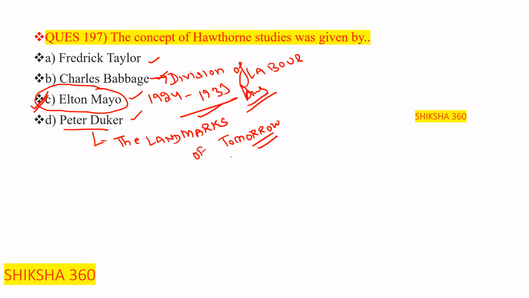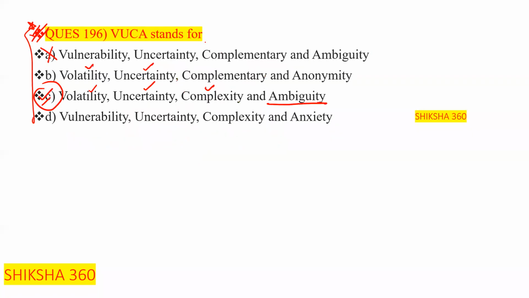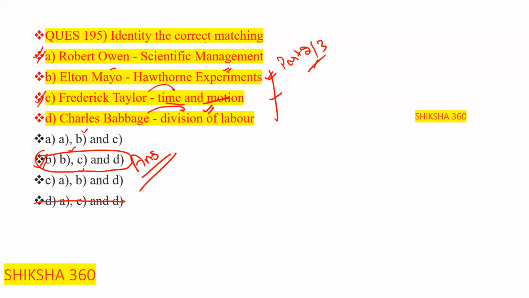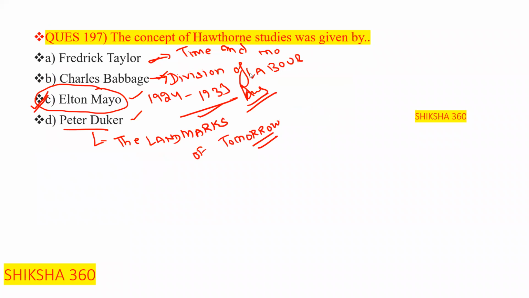Only one thing is left, Frederick Taylor. Which theory is given by Frederick Taylor? That is time and motion. Yes, this is also time and motion. Why are you writing scientific management? Time and motion. So please remember these things. That's why I am explaining again and again so that you are able to remember.